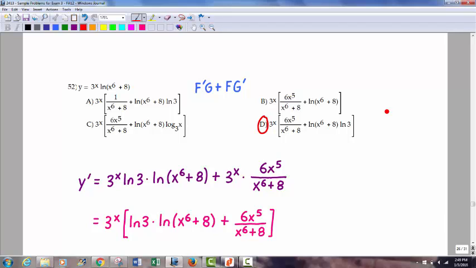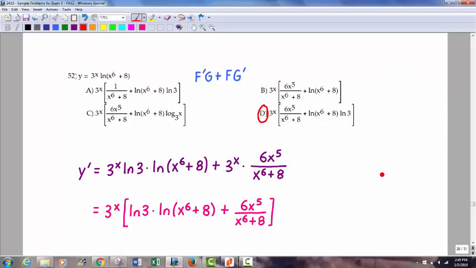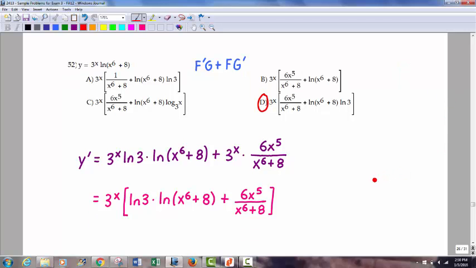It's 3^x times ln of (x^6 + 8). So let's see what we have here. And once again, the order of the product rule doesn't matter, but if it's multiple choice, you may have to reverse the order of the answer. You see, I just labeled what I did: that I went f prime g plus f g prime.